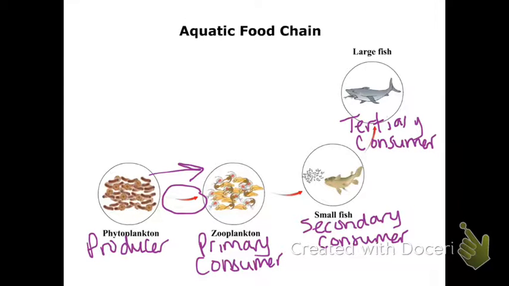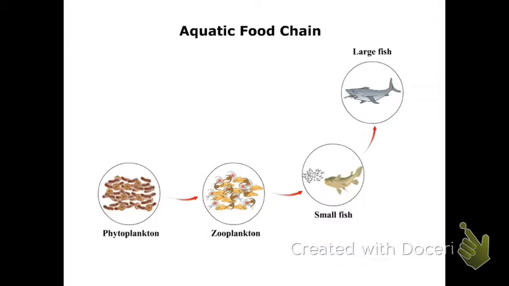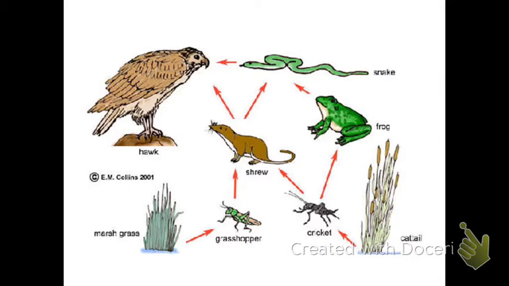Okay, so this would be a simple food chain in an aquatic environment, and I feel like you could probably do the same thing very easily with a terrestrial food chain. So let's take a closer look at a food web now. So here is a food web.